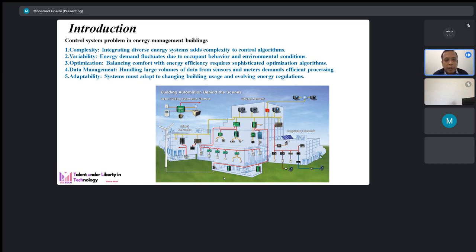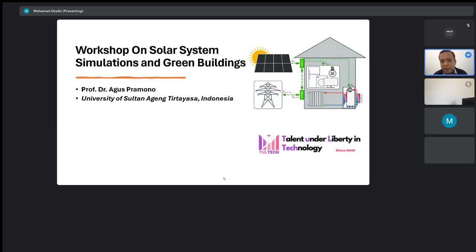The workshop will delve into the utilization of solar system simulation, which involves modeling and analyzing solar energy systems, including photovoltaic panels, solar thermal systems, and energy storage solutions. We will discuss the latest advances in simulation techniques, software tools, and modeling methodologies aimed at optimizing the performance and efficiency of integrating solar systems into various applications.